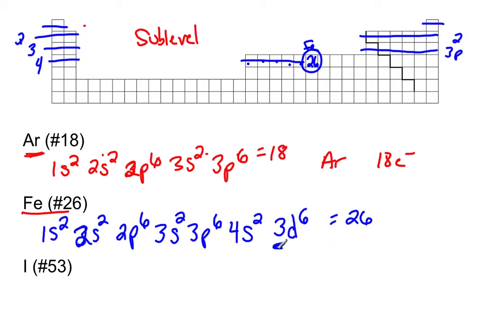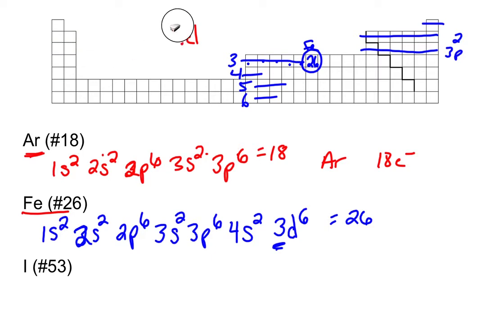Now notice the D's are always one behind. This is the fourth row of the periodic table, but this is 3D. This is 4D. This is 5D, 6D. D's are always one behind. Just remember that. All right, let's do iodine.